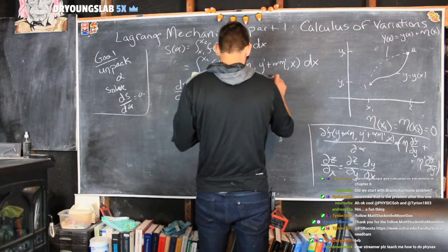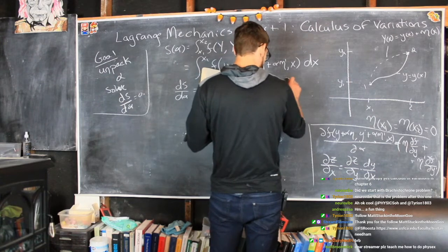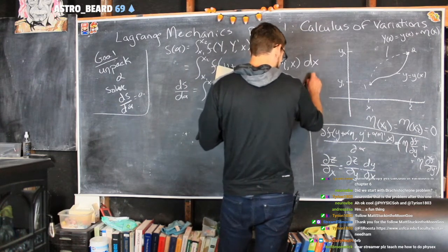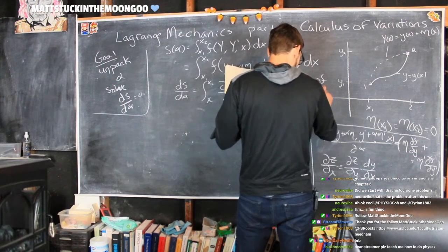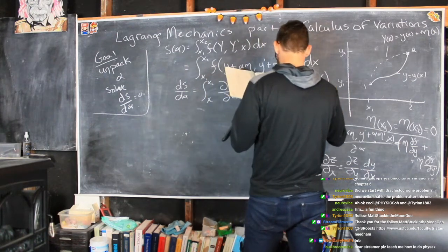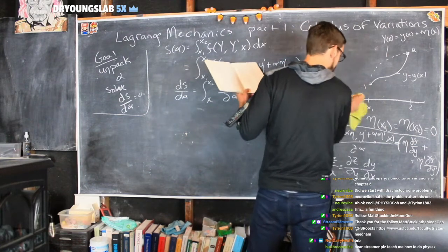So the integral from x1 to x2 of eta df/dy plus eta prime df/dy prime. Let's erase some of this so I can have some room to write here.